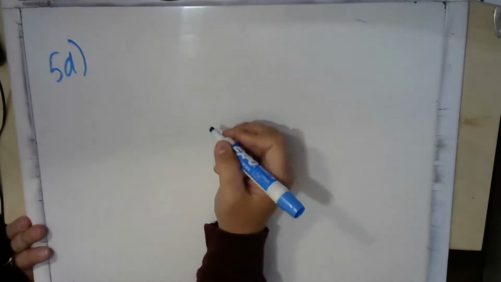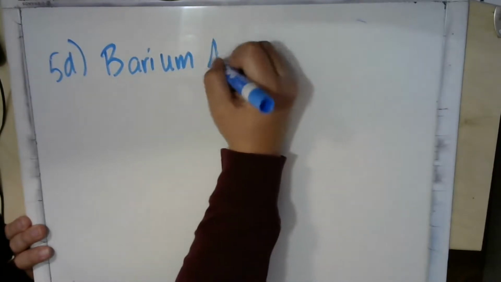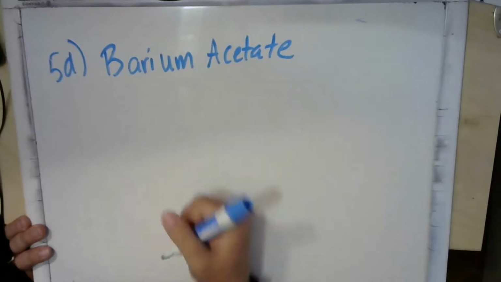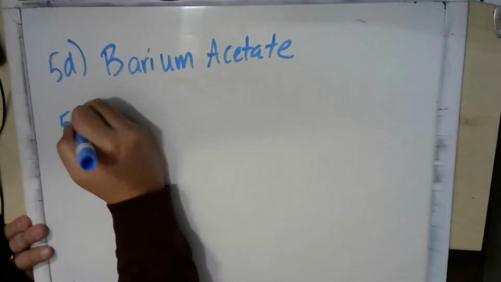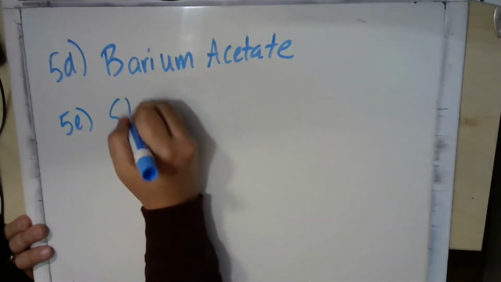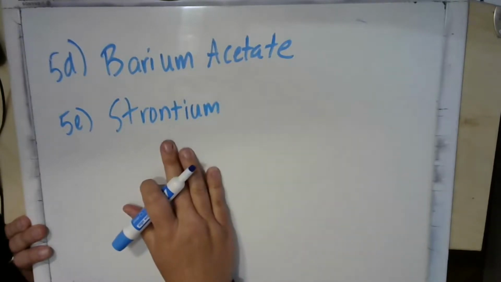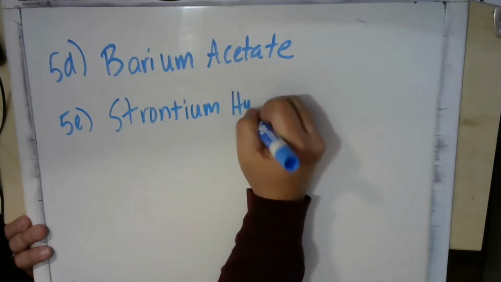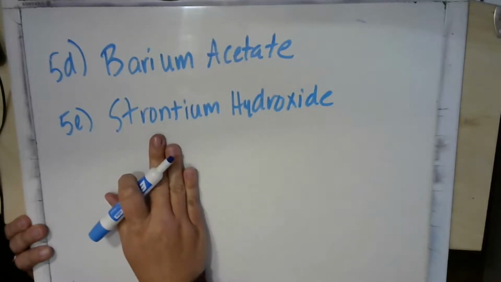Now our next example is a type 1 compound, so we don't have to worry about the charge. We can just name it based on the metal and the corresponding anion. So it's going to have barium, and then it will be acetate, barium acetate. No indication of charge for a type 1 metal. 5E is similar. We have strontium. Strontium is also a type 1. It's attached to the hydroxide ion, so it will be strontium hydroxide. No indication of charge for this type 1 metal either.